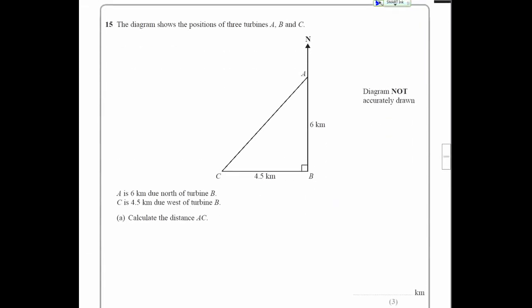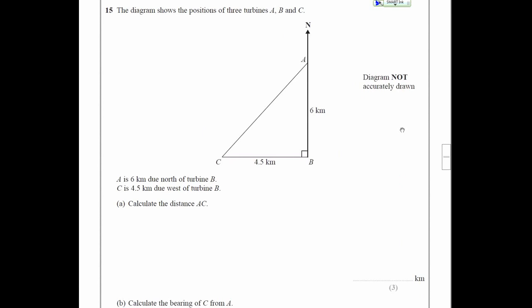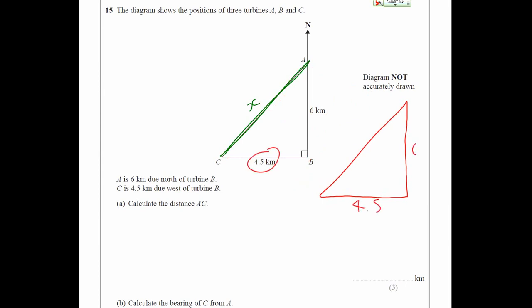Question 15. Diagram shows positions of 3 turbines A, B and C. A is 6 kilometers due north of turbine B. C is 4.5 kilometers due west of turbine B. It's just all shown in the diagram anyway. Calculate the distance AC. So label on what you want to find, probably call it X. Can you spot the triangle here? If not, draw it separately. Here you've got 4.5, here you've got 6, here you've got X.